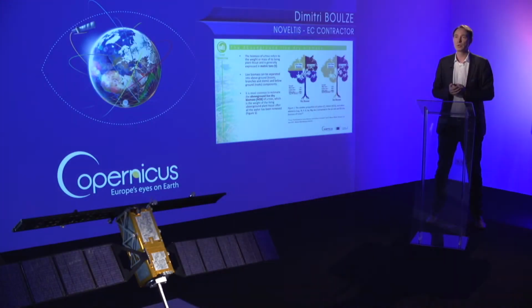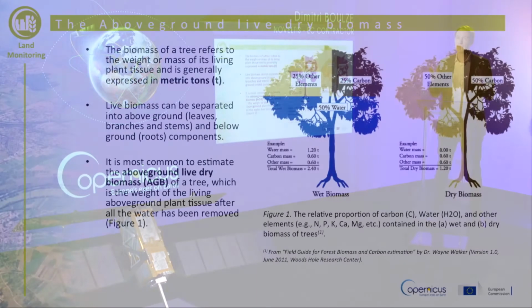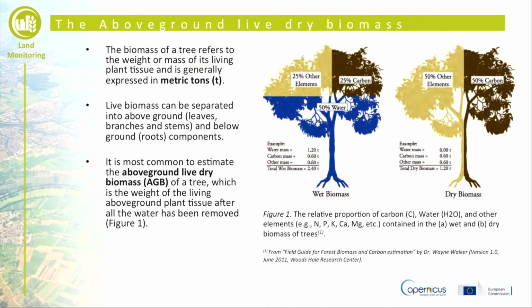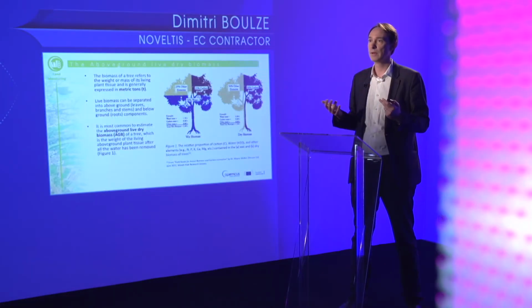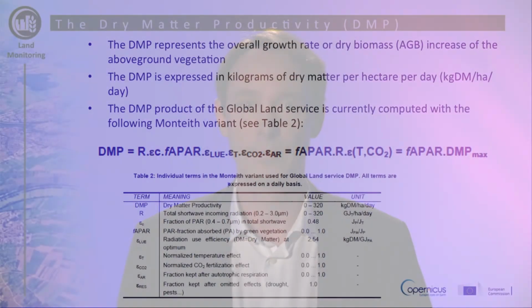First of all, a short introduction to the above-ground live dry biomass. The biomass of the tree refers to the weight of mass of its living plant tissue and is generally expressed in metric tons. Live biomass can be separated into above-ground leaves, branches and stems, and below-ground components such as roots. It is most common to estimate the above-ground live biomass on a tree, which is the weight of the living above-ground plant tissue after all the water has been removed.